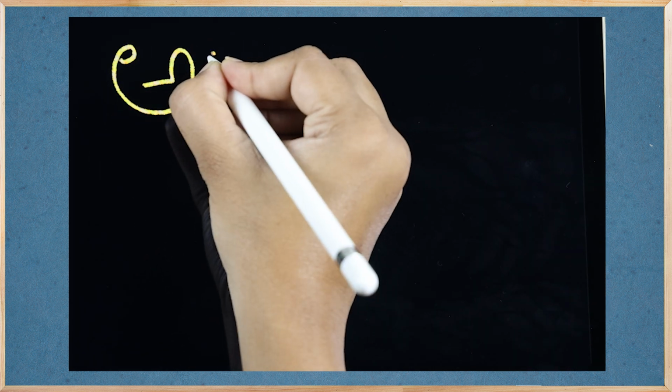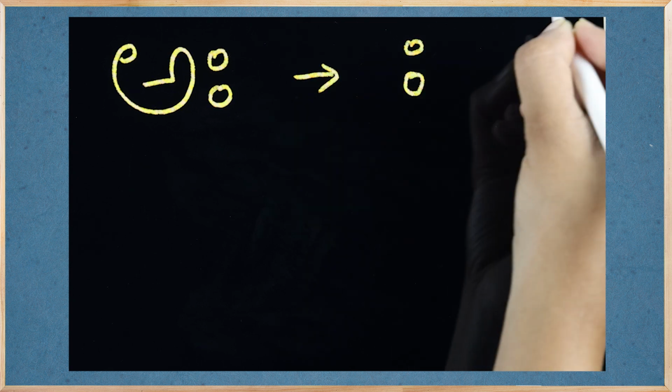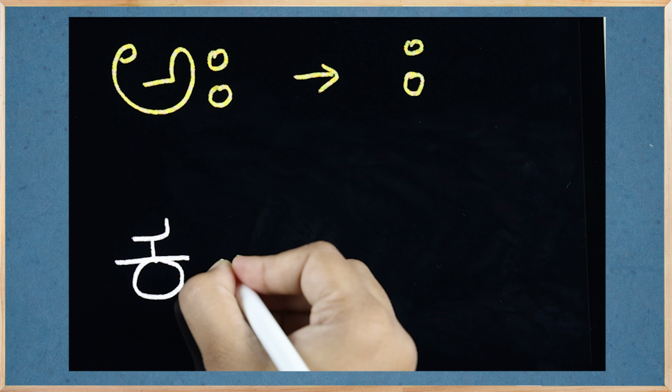Aha. The symbol aha creates the sound aha, which is known as visarga. It is often used in Sanskrit and borrowed words. For example, K plus aha becomes kaha.